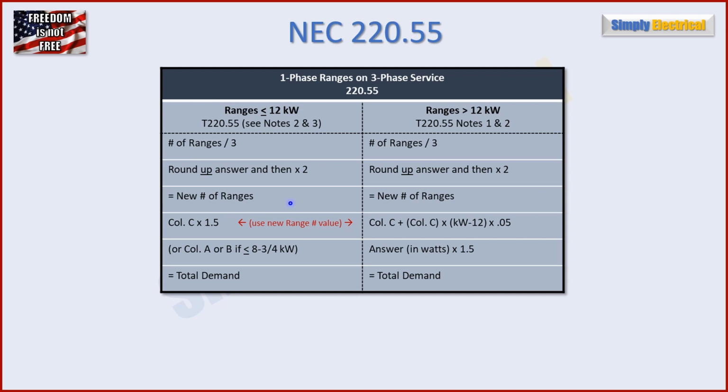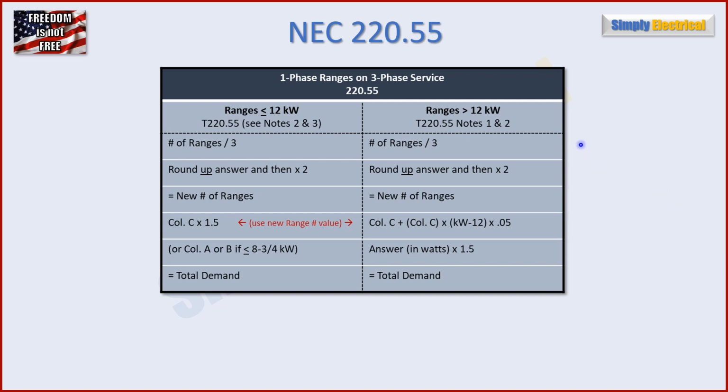Therefore, we apply that new number to column C of table 220.55 and then multiply the value in the column by 1.5. Now multiplying by 1.5 is the same as multiplying by 3 and dividing by 2. So we're simply reversing the process and taking it back to a three-phase system again. Remember up here, we divided by 3 and multiplied by 2. Now we're just doing the reverse by dividing by 2 and multiplying by 3. And then this gives us our total final demand value.